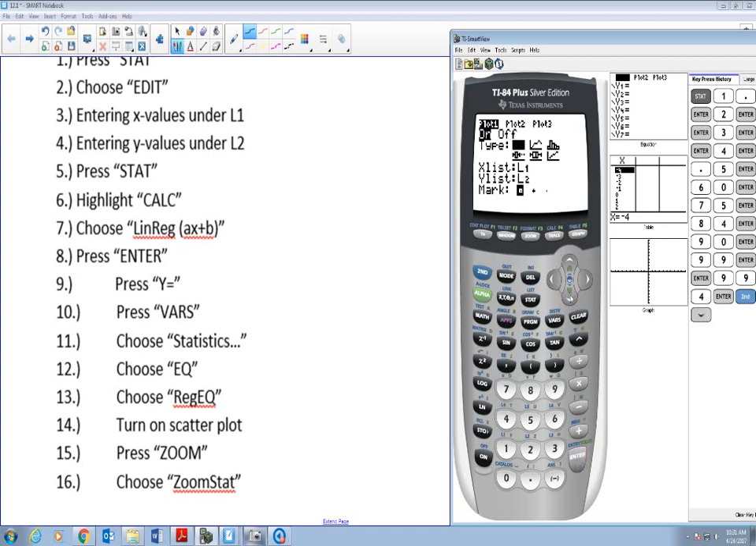Then I'm gonna come down, choose the first one. The first one is actually your scatter plot. Alright, my X and Y list is on the L1, L2. Press zoom, and number 9 is called zoom stat. It automatically fixed the window for you, just like when we did the histogram. Alright, so here we go. So this is your scatter plot.